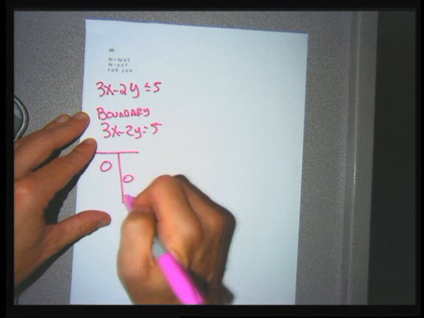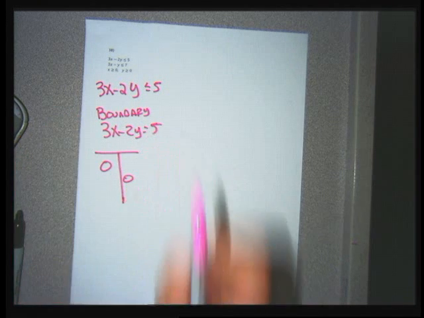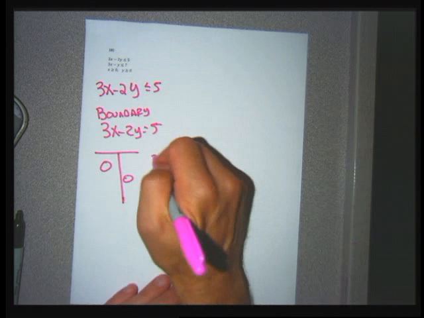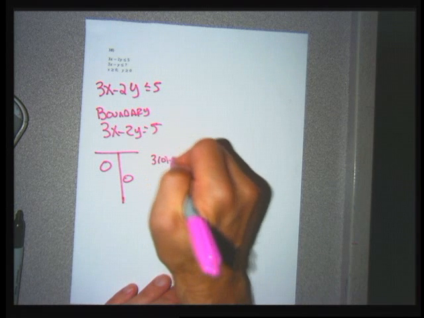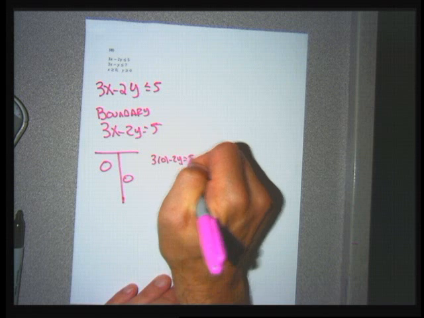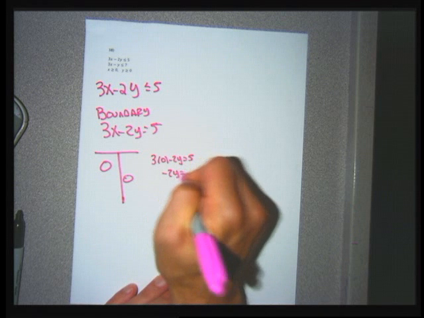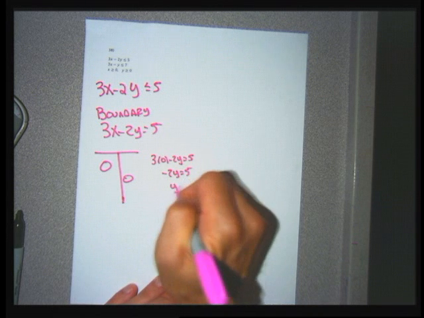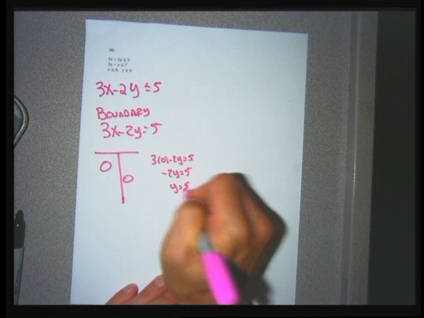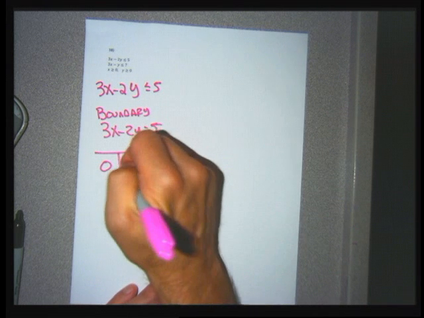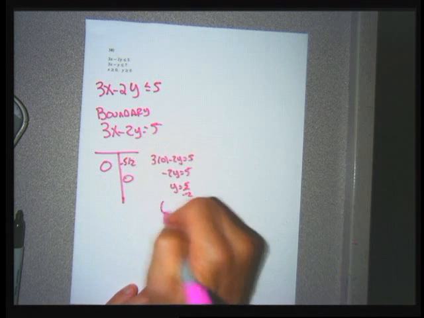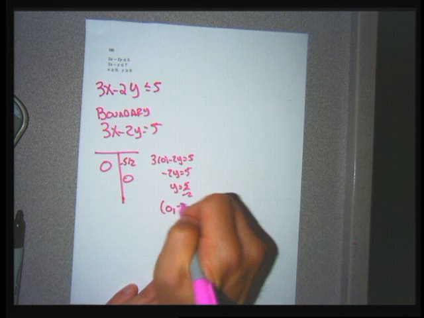0, 0. When I do my first 0, I go 3 times 0 minus 2y equals 5. This gives me minus 2y equals 5. y equals 5 over minus 2, which is minus 5 halves. And when I graph that, I'm going to graph the point 0, negative 2.5.